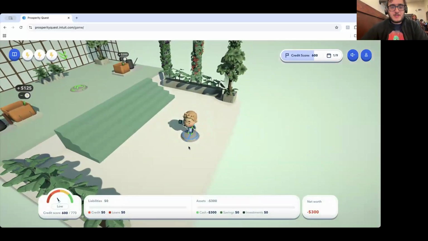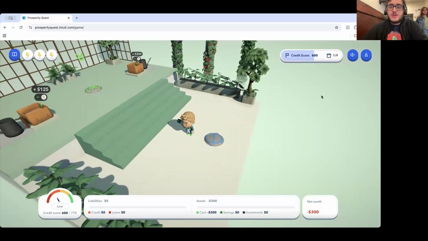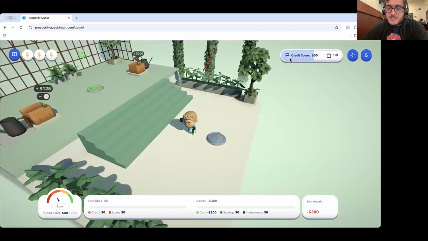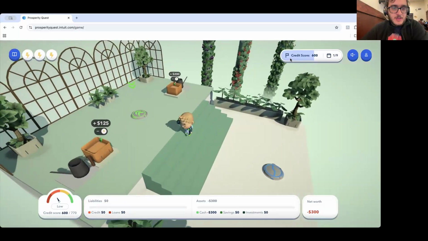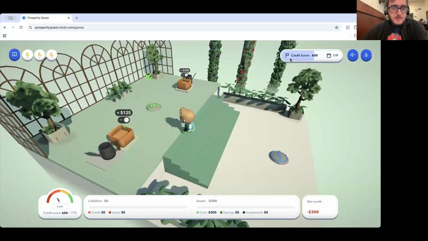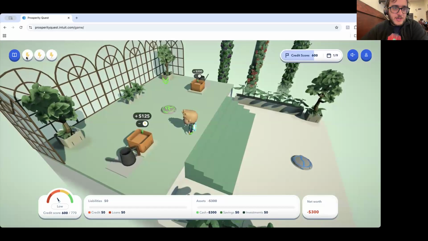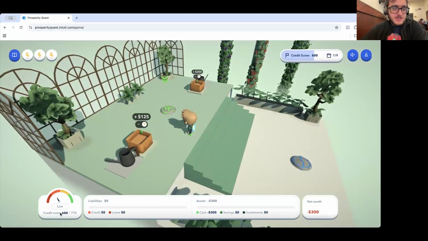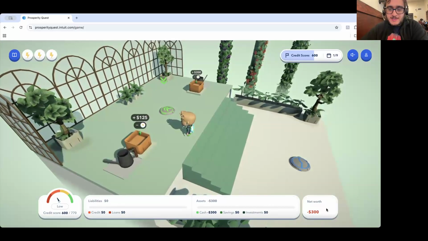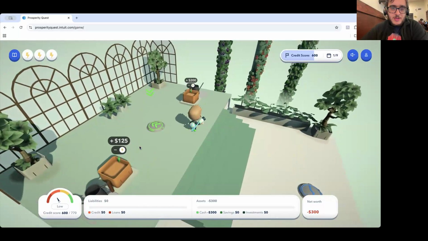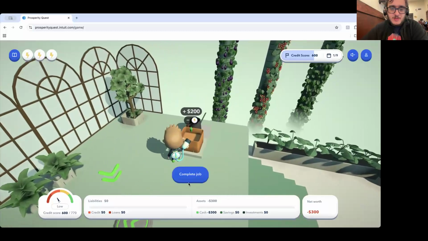So this is the first level of this game. You'll check here, there are 9 levels, and there's a credit score of 600. Here, it'll tell me I have 3 energy points at the top left. My credit score is 600, and I can see liabilities, assets and net worth. So I have 3 energy points. I'm going to do this one.